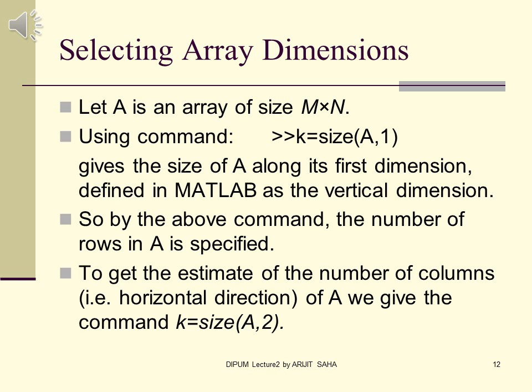Selecting the array dimensions: let A be an array of size m cross n. Using the command k equal to size of A, 1 gives the size of A along its first dimension, defined in MATLAB as the vertical dimension. So by the above command, the number of rows in A is specified. To get the number of columns, that is the horizontal direction of A, we have to give the command k equal to size of A, 2.